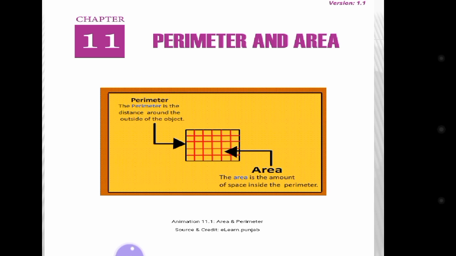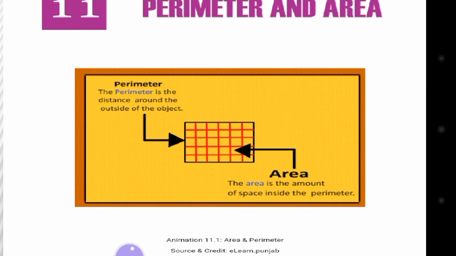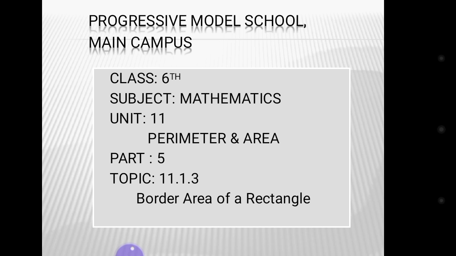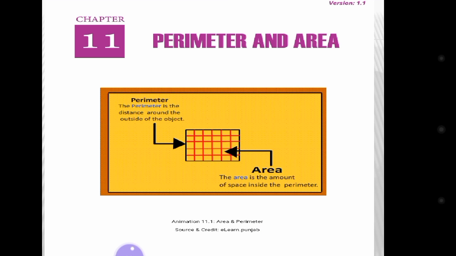Perimeter and area. As we discussed above, the perimeter is the distance around the outside of the object, and the area is the amount of space inside the perimeter. That is the area that a thing occupies. And the perimeter is the outer boundary of the shape.